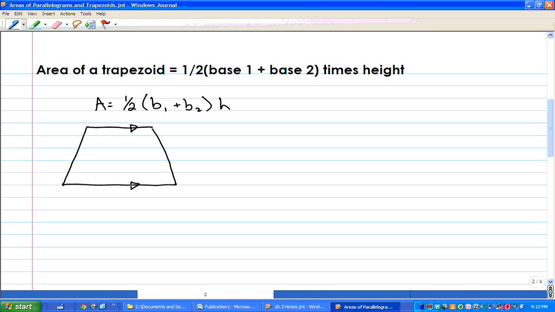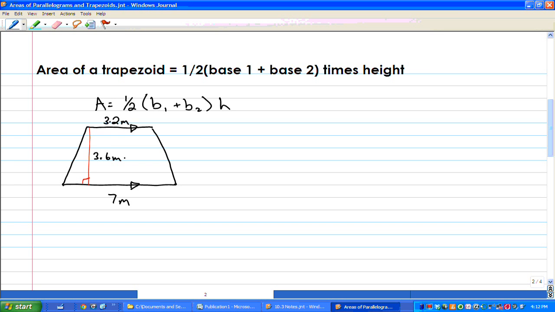Remember? The parallel sides are the bases. It doesn't matter which one you call base 1 and base 2. The height then is the distance between, the perpendicular distance between these two bases. So let's say that the bottom here is 7 meters, the top is 3.2 meters, and then the height is 3.6 meters. And you want to find the area of the trapezoid.